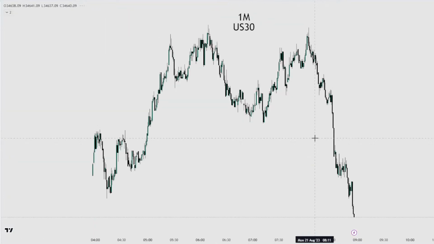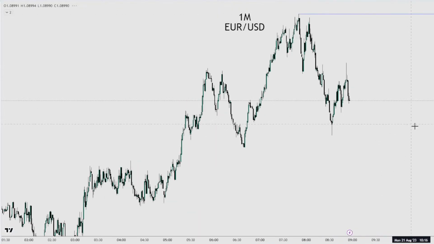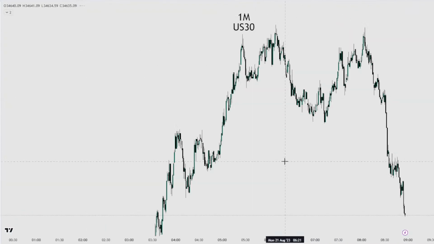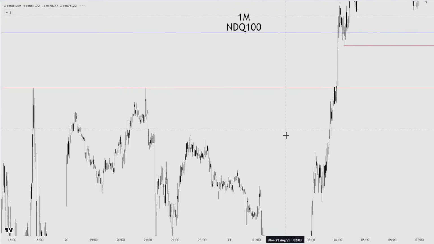But Euro's been looking ugly as well. Ever since August it's just been kind of choppy. Last week Nasdaq was actually nice, all the way from Tuesday to Wednesday, and Thursday was a really nice bearish day.